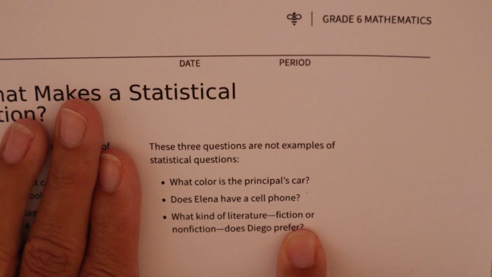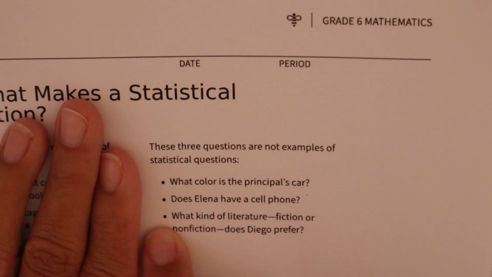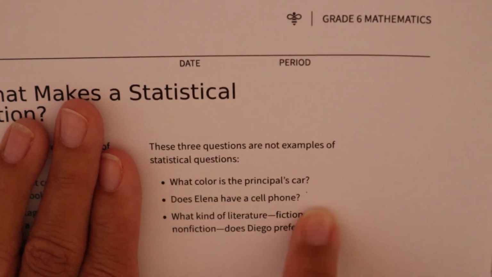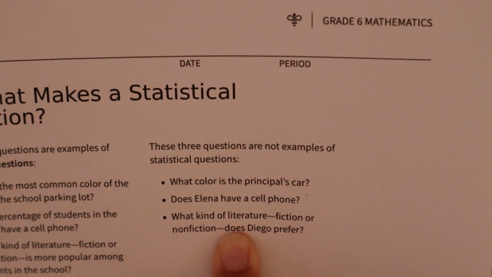What kind of literature, fiction or nonfiction, does Diego prefer? Again, you got one answer. It's one student. It's either going to be fiction or nonfiction. There's no data to gather. So therefore, all 3 of these are great examples of what is not a statistical question. Okay?